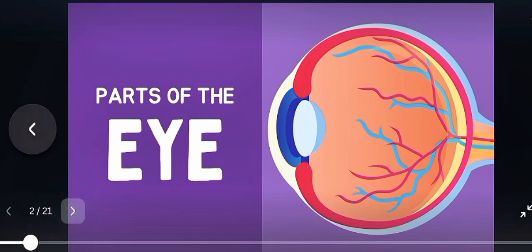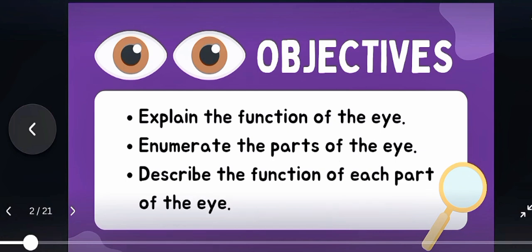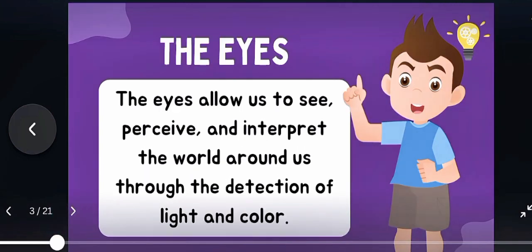Objectives: explain the function of the eye, enumerate the parts of the eye, describe the function of each part of the eye. So the eyes allow us to see, perceive, and interpret the world around us through the detection of light and color.